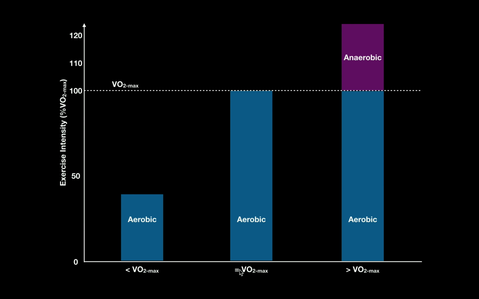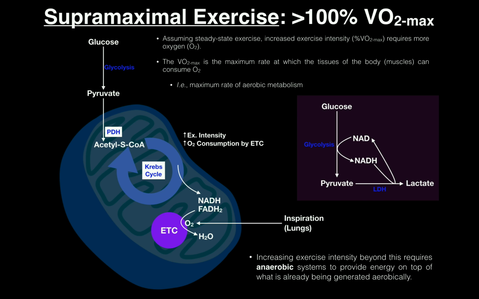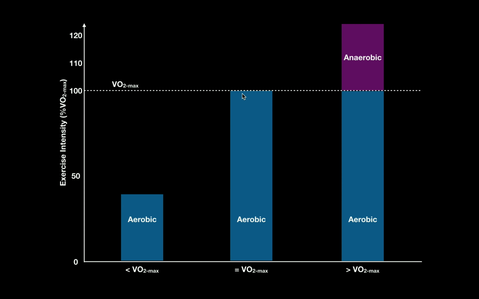Now in this case, I'm exactly equal to VO2 max. And so assuming I'm at steady state exercise, all this energy, again, I'm at 100%, but it can still be supplied by aerobic systems. Again, that's what we talked about here. But once I get to 100% of VO2 max, that's the maximum rate at which I can consume oxygen. And so I can't raise it any further and still rely on aerobic systems.